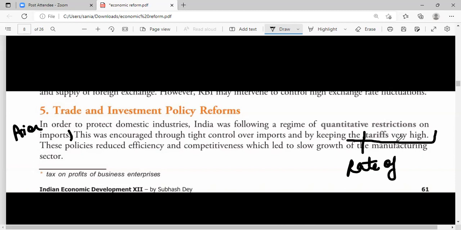The rate of tariff was very high. So these were the two things which were done prior to the reform. So you will write fifth, trade and investment policy, then you will write prior to the reforms, and then you will write first, and then the second. Clear?